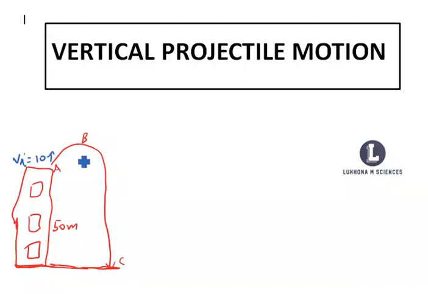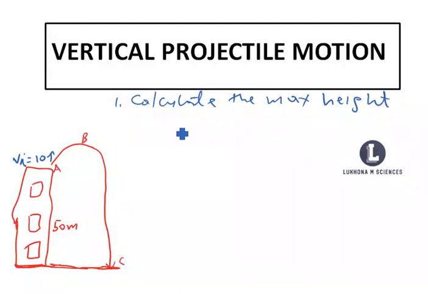Now the question is: calculate, number one, the maximum height again. If the question says calculate the maximum height reached by the ball, then because of that maximum, we know that the velocity there is equal to 0. So we have the initial velocity is equal to 10, but upwards. Then we are looking for height.